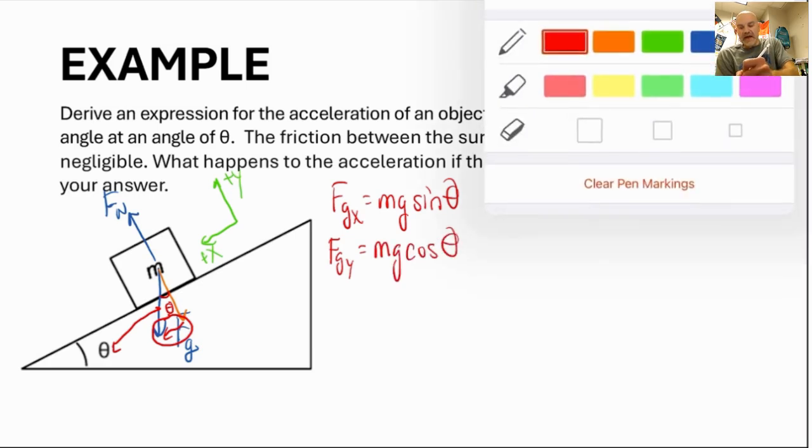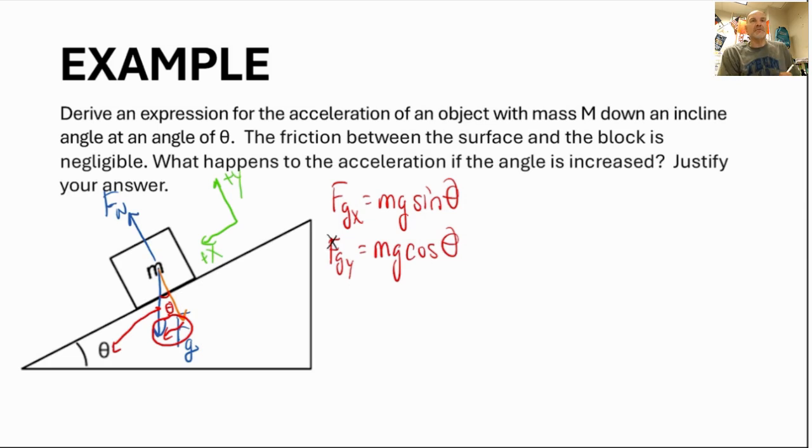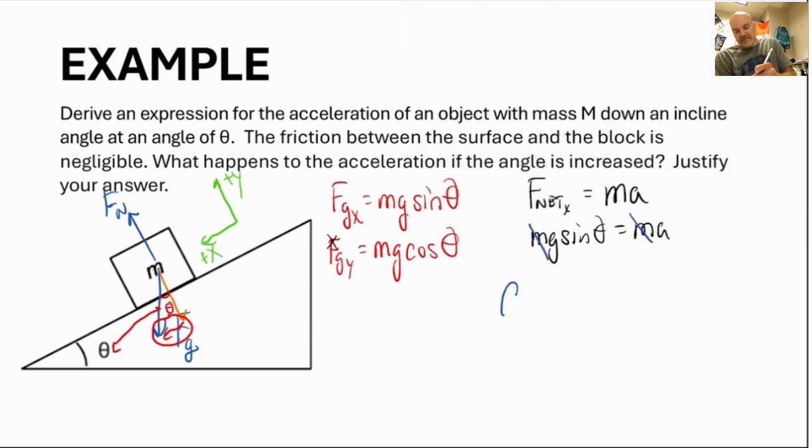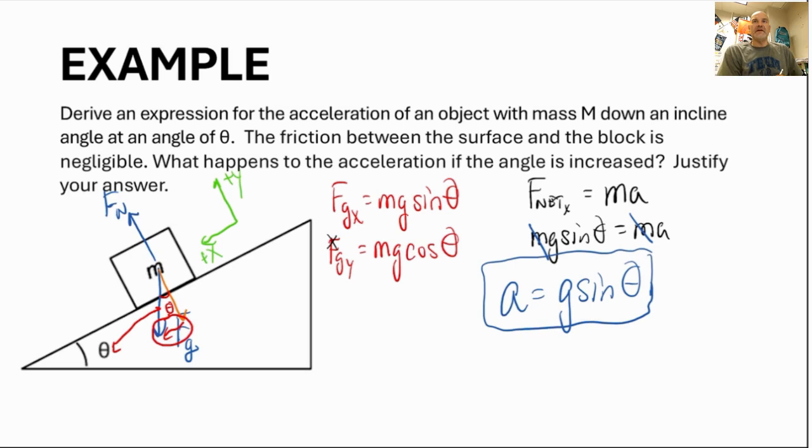We don't really have to worry about F_Gy in this problem because we don't have to worry about the normal force. We would say that the net force in the x direction is equal to m times a, because we're accelerating down the incline, and the only force acting is mg sine theta. In fact, this is how easy this problem is. The m cancels that m, and so the acceleration is simply g sine theta. That is the acceleration down the incline.